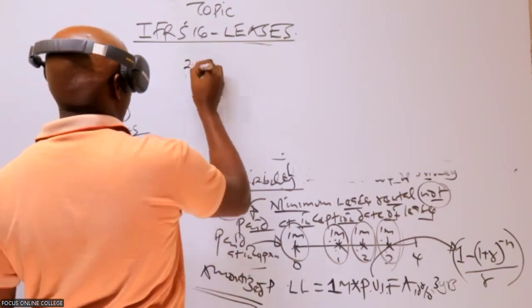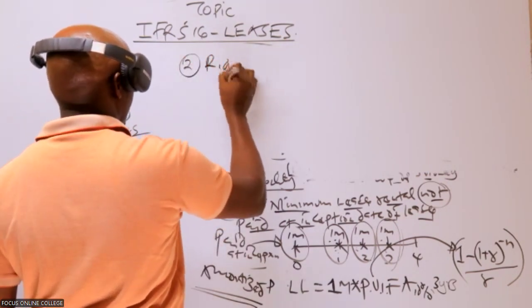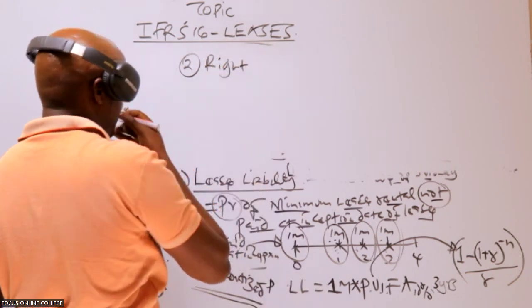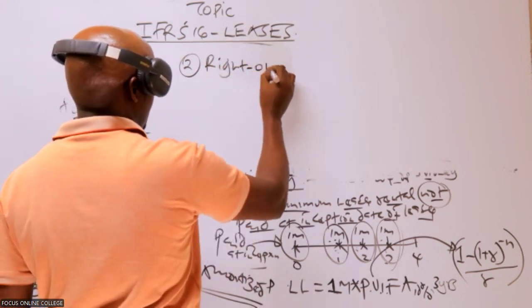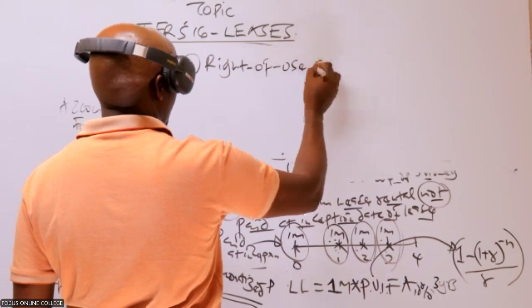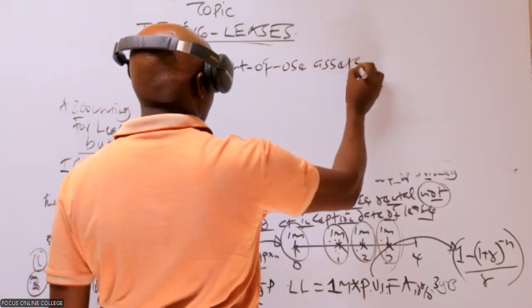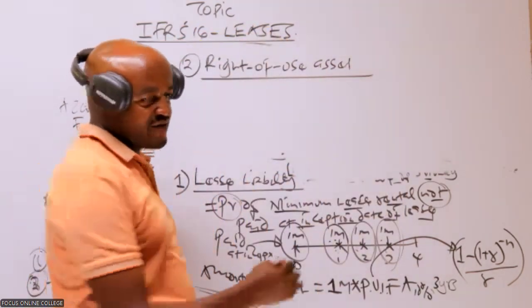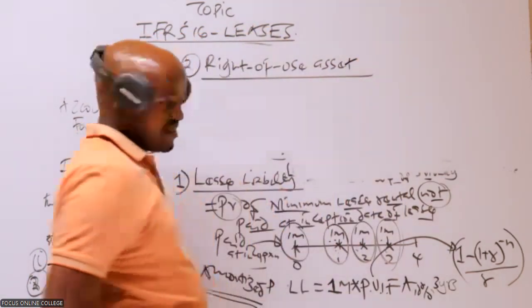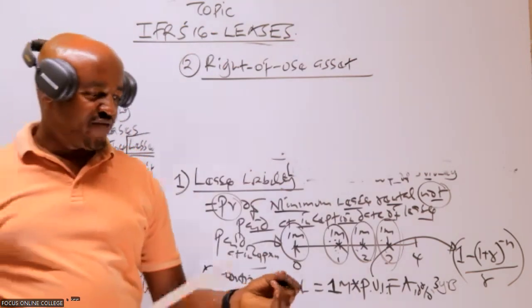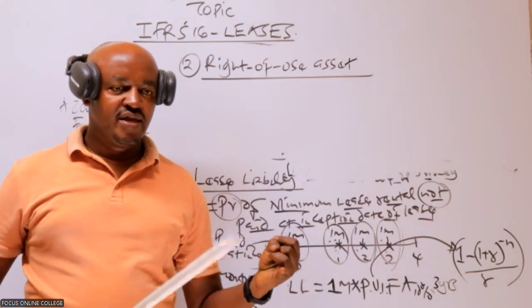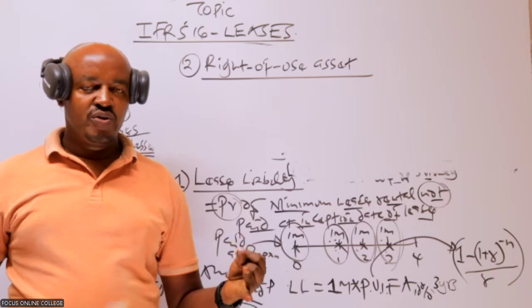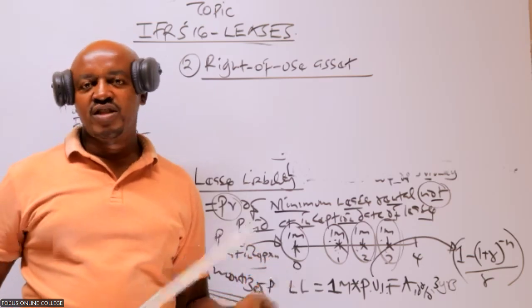Then from there, we have the other item, which should be computed and recognized by the lessee, and that is something called the right of use asset. Remember, what you have said is that once you lease an asset, first of all, you have an obligation to pay the lease rentals. Number 2, you will be enjoying all the economic benefits associated with that asset.